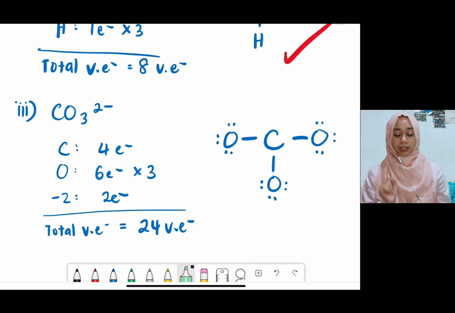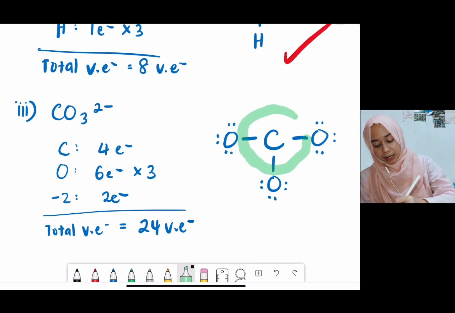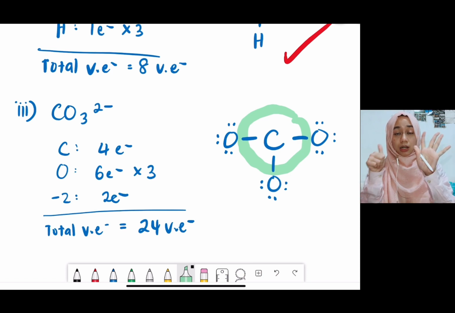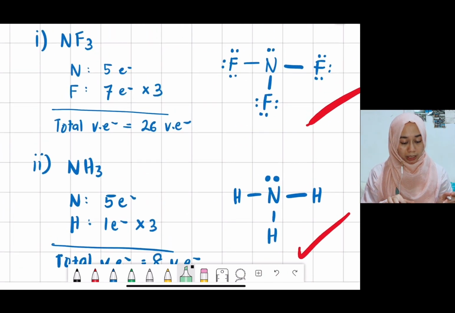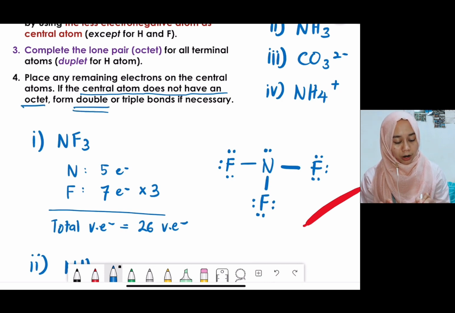Tapi double check pula kita punya central atom. Central atom kita carbon ni, adakah dia ada sebanyak 8 elektron? Adakah dia dah mencapai octet? So as you can see, our carbon here we only have 3 bond. 3 bond bermaksud dia baru ada 6 elektron. Maksud dia belum lagi mencapai octet. Jadi now here comes the part yang tadi dia ada mention. If the central atom does not have an octet, form double bond ataupun triple bond if necessary.